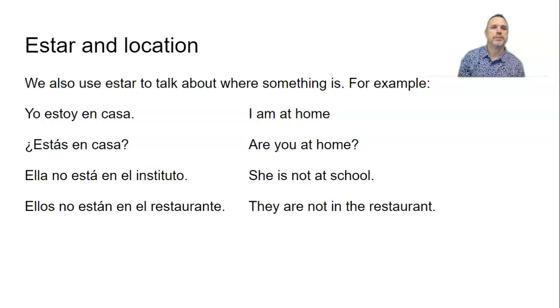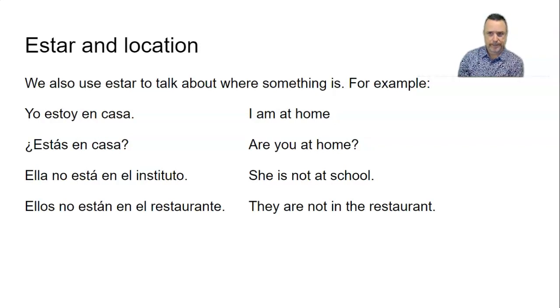All right, so we've got some examples here. Yo estoy en casa. I'm at home. Literally, yo, I, estoy, am, en casa, house, home. So I'm at home. ¿Estás en casa? Are you at home? Yeah. Ella no está en el instituto. She is not at school. And ellos no están en el restaurante. They are not in the restaurant.